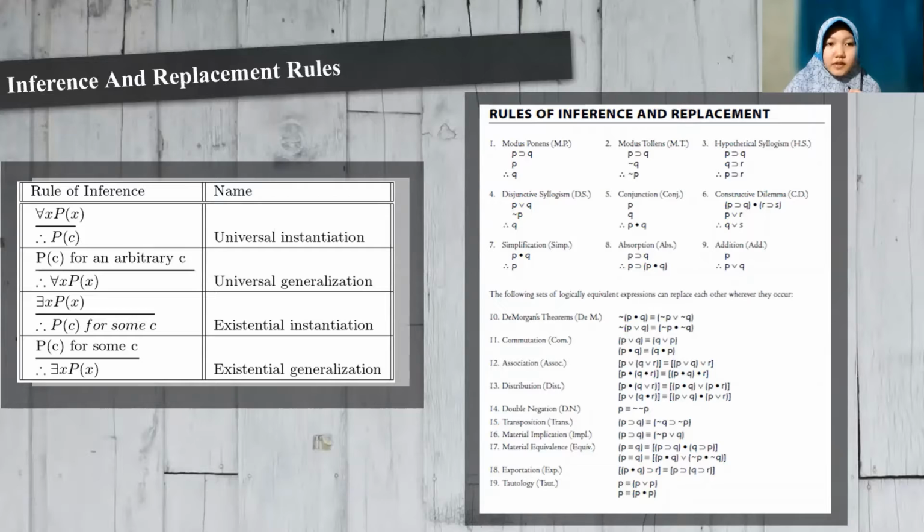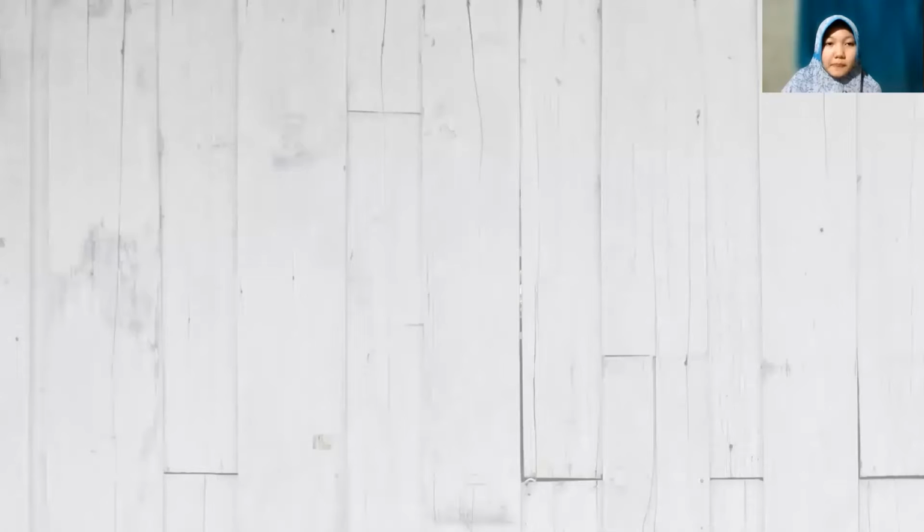And the inference and replacement rules. This is the inference and replacement rules. There are modus ponens, modus tollens, and others. We use this to prove and also to make some conclusion.